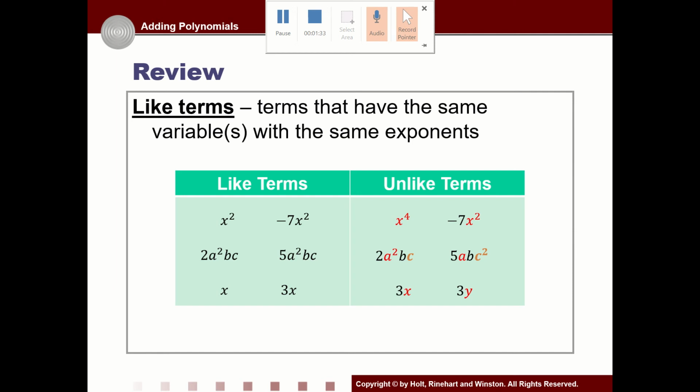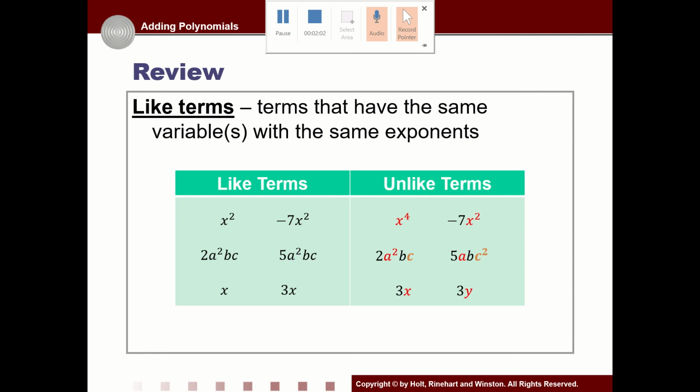So if we look to the right, we have an x to the fourth and a negative 7x squared. You can see I highlighted in red what makes them unlike terms. The first one has an x, and the second one also has an x, but the exponents are different. Both things have to be the same. The variable has to be the same letter, and the exponent with that letter has to be the same. So x to the fourth and x squared are unlike terms.